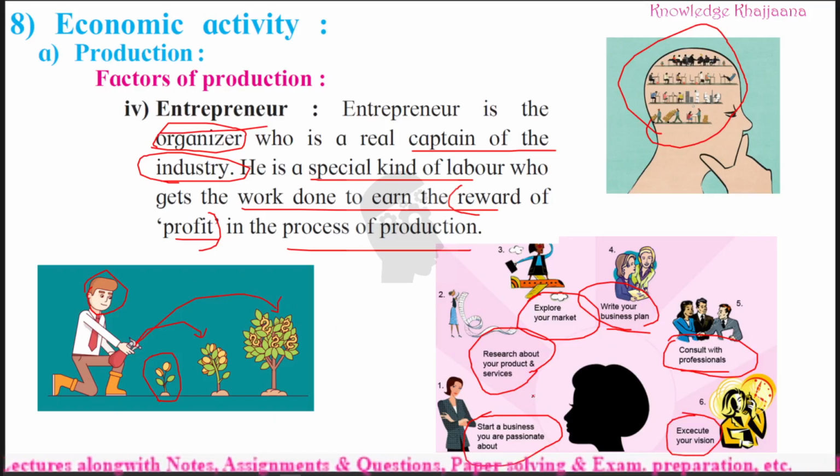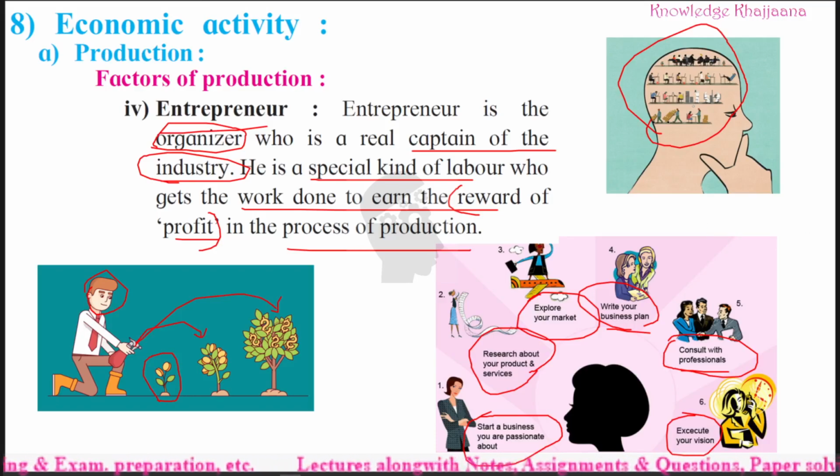He is an entrepreneur. So the entrepreneur is a human factor. It is a labor, a special kind of labor who has the ideas of running the business successfully. That is called an entrepreneur. So these were the different factors of production, and we have just seen the first economic activity, that is production.